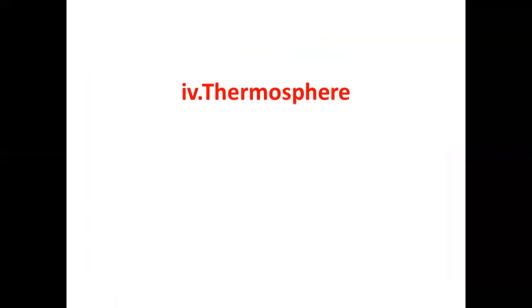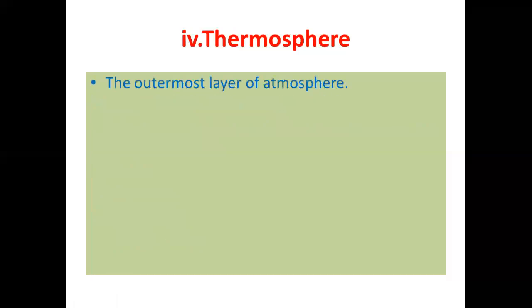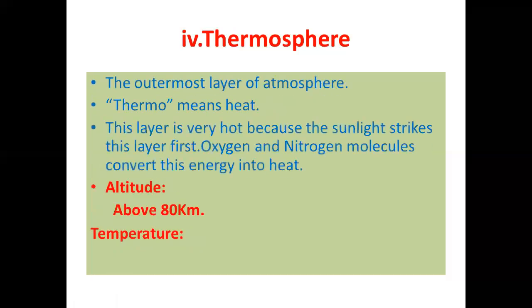The next layer is the fourth layer, that is the thermosphere, the outermost layer of the atmosphere. Thermo means heat. This layer is very hot because the sunlight strikes this layer first. Oxygen and nitrogen molecules present in that layer convert this energy into heat, which in turn increases the temperature of that layer. So the highest temperature is in the thermosphere. The altitude is from 50 till 80 kilometers, and the temperature is minus 93 to 1800 degrees centigrade. Just imagine, from minus 93, which is very, very cold, to 1800 degrees centigrade, which is very high.